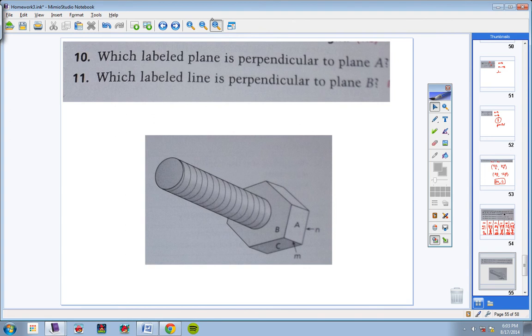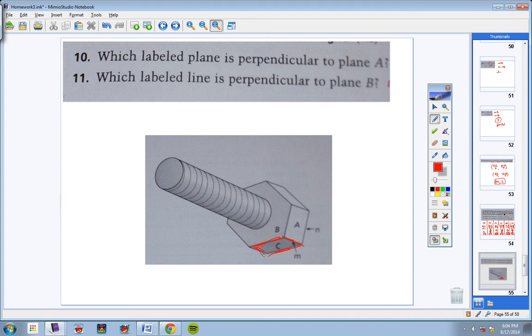Now, this problem here is pretty difficult, so please pay attention. It's not easy to see, but I'll try to help you. Which labeled plane is perpendicular to plane A? Well, here's plane A right here. I'm going to highlight it for you. Okay? There we go. Plane A. It's a flat surface right there. Now, let me show you something. Do you see this plane right here? Plane C?